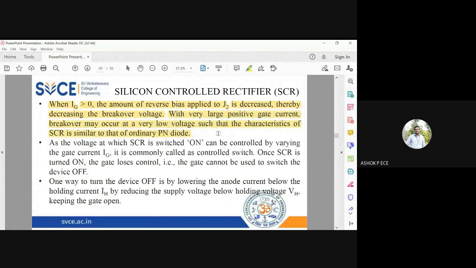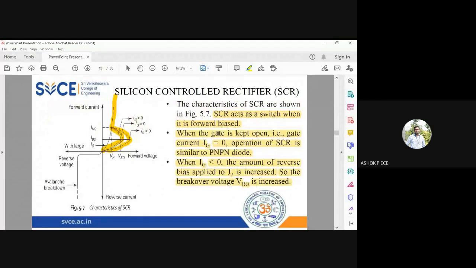So when you give a very, very large positive current, the breakover happens instantly, and the operation is going to be similar to your ordinary PN diode. For understanding SCR, you need to know how a PN junction diode works. That is why we are comparing the operation of SCR with the PN diode. If I am not giving any input to the gate, your SCR is equivalent to a PN diode. You have breakover, you have holding current, you have holding voltage, everything is normal as in your PN diode.